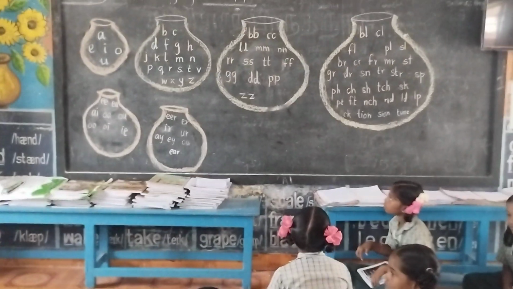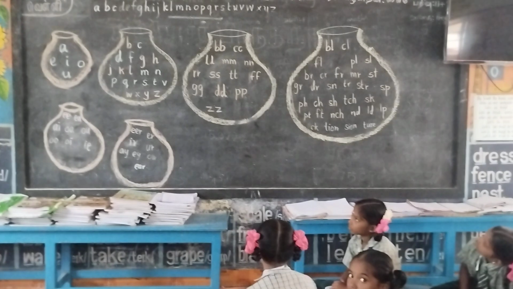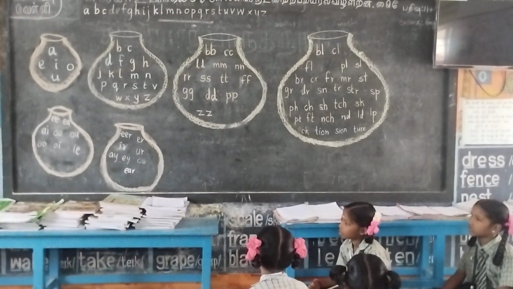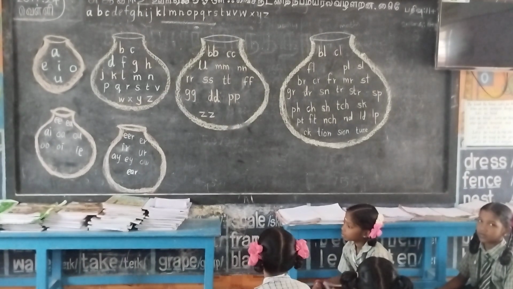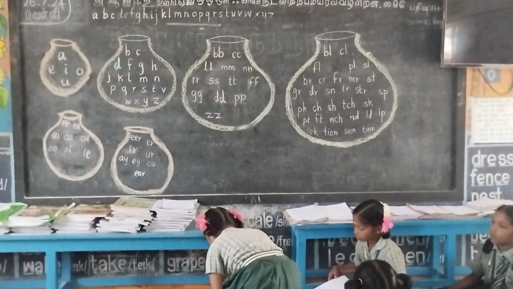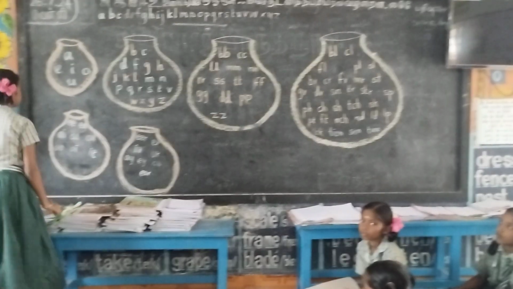Good morning. Look at the board. Here are some golden pots for you. They have some letters in them. Do you know the letters and their sounds? Please come and say the letter and their sounds and give examples.